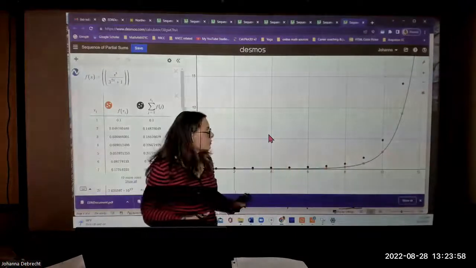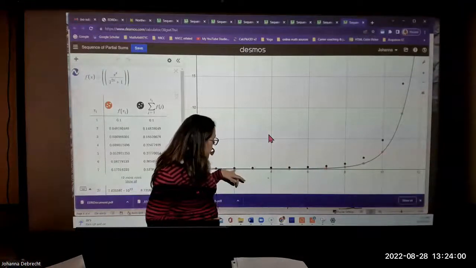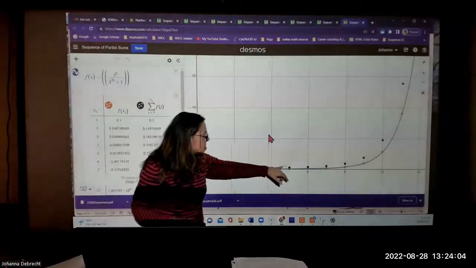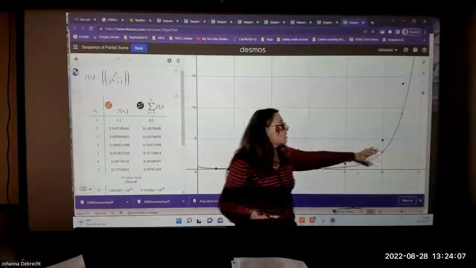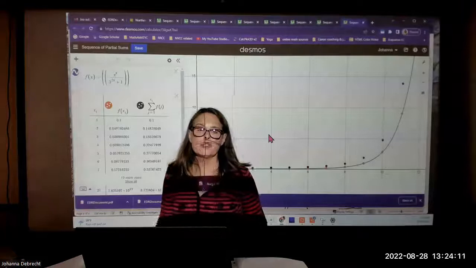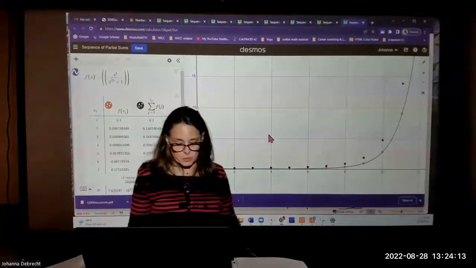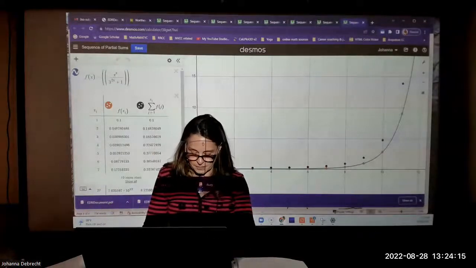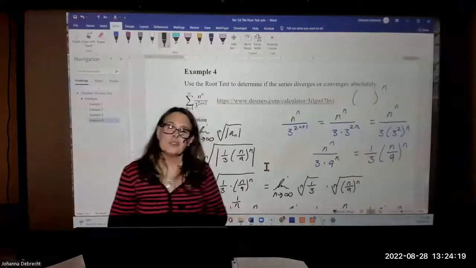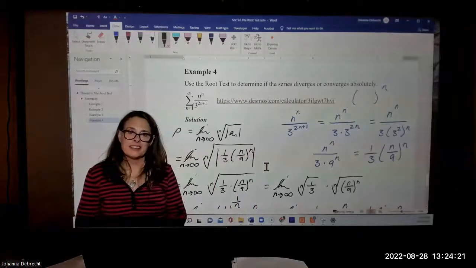A picture's not a proof. And of course, the partial sums, notice they start out close to 0, but then they also begin growing without bound. So again, our picture does reinforce what we found with the root test, that that particular series diverges. And this concludes the video on the root test.